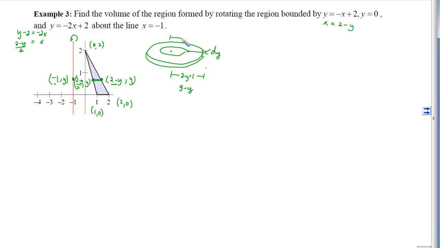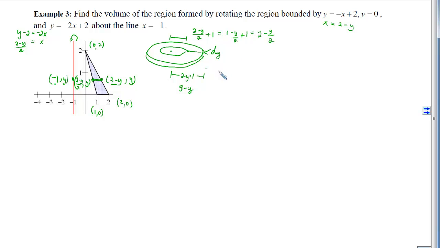The little radius, on the other hand, is going to be the difference between this point and this point. So it will be the right x-coordinate minus the left x-coordinate. So we have (2 minus y) over 2 minus -1. We could, if we wanted, rewrite this as 1 minus y over 2 plus 1, which would be (2 minus y) over 2.